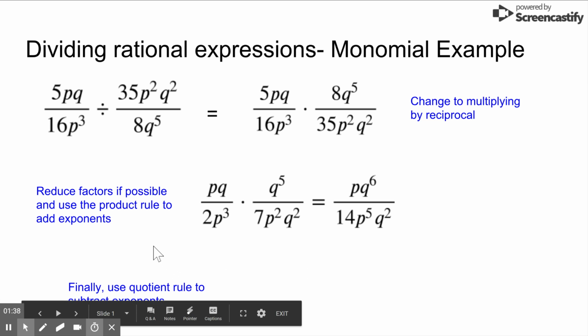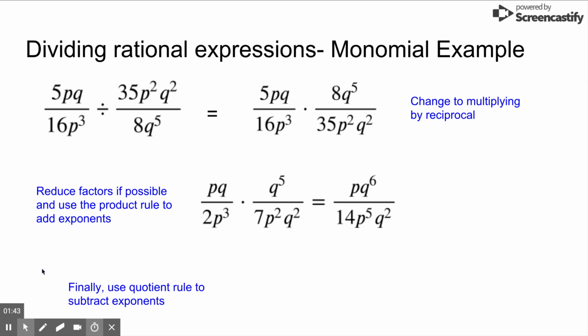Finally, I want to use quotient rules to subtract my exponents. So this means I'm going to subtract the exponents for the p and for the q variables. This leaves me with q to the fourth over 14p to the fourth. Notice that for p, that variable ended up in the denominator, and the reason is because that had the larger exponent. So you would do 5 minus 1 and put your answer in the denominator.